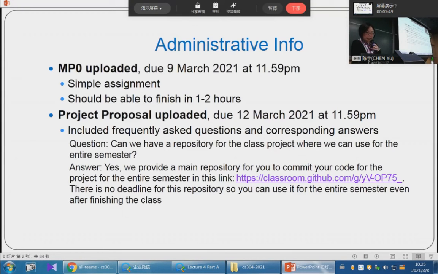And then, yes, the project proposal is due soon. And then we have the main repository. I think we covered this last time. If you have other questions, you can post in the GitHub discussion, or if you have some private questions, like whether you should choose a certain repository, you can send me an email. Otherwise, that's all for the administrative info.